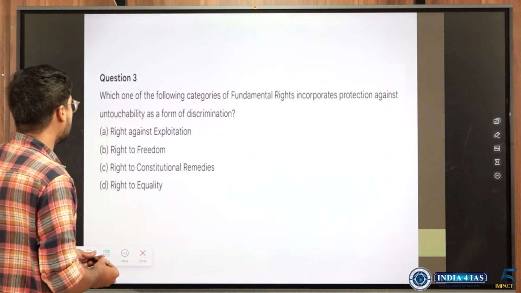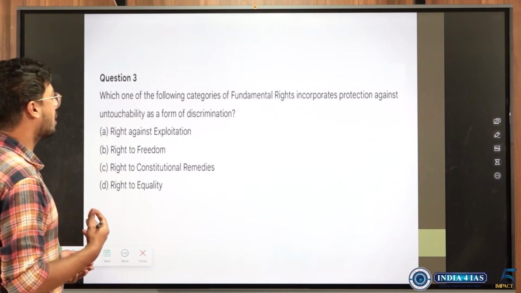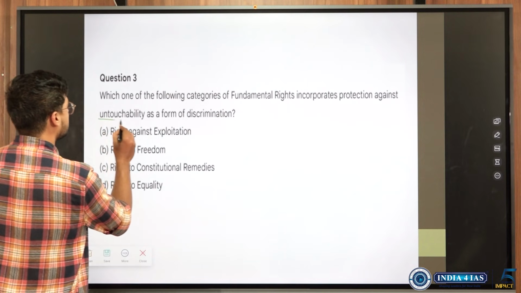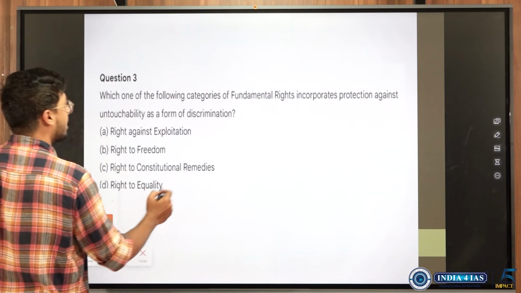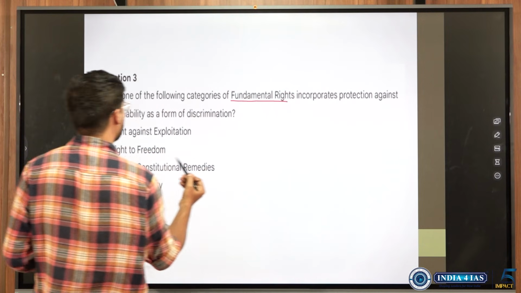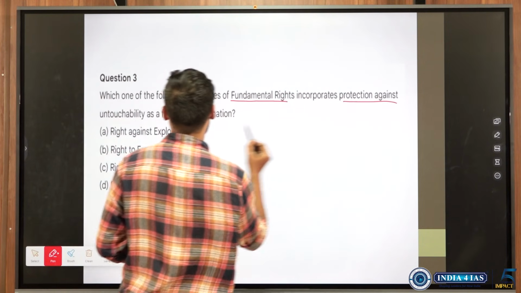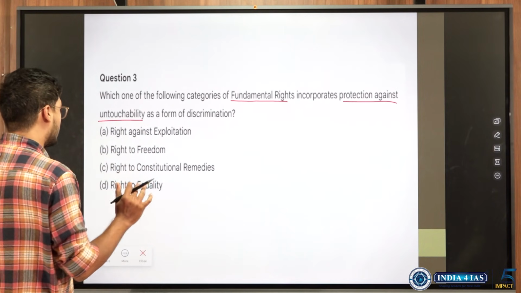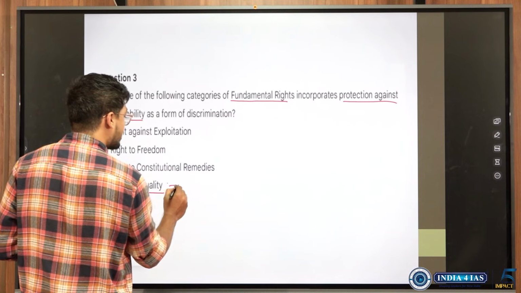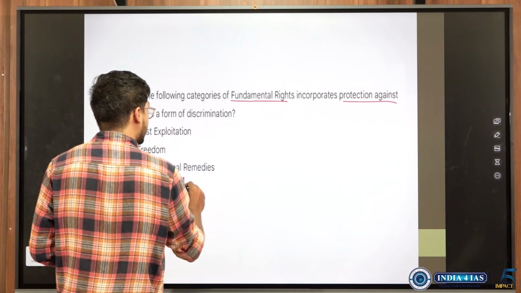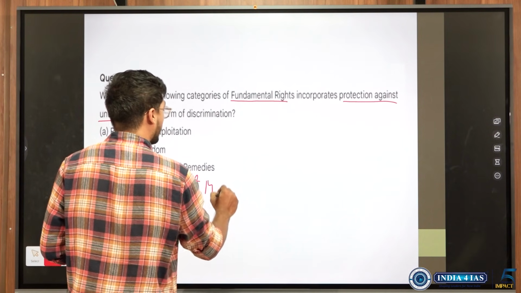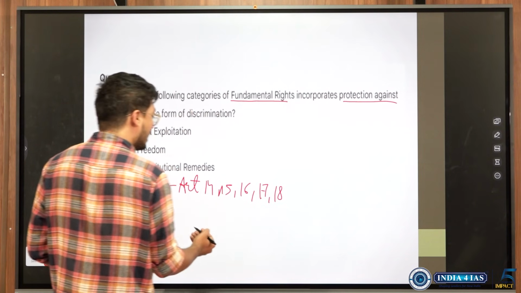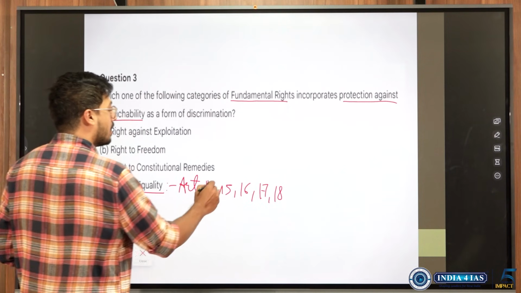We'll move to question number 3. Which one of the following categories of fundamental rights incorporates protection against untouchability? Fundamental rights, an important topic, we know it. So protection against untouchability: don't get confused by the direct literal meaning. Take the broader view. See, right to equality is not just Article 14. Articles 14, 15, 16, 17, 18: Article 14, right to equality, is directly mentioned.